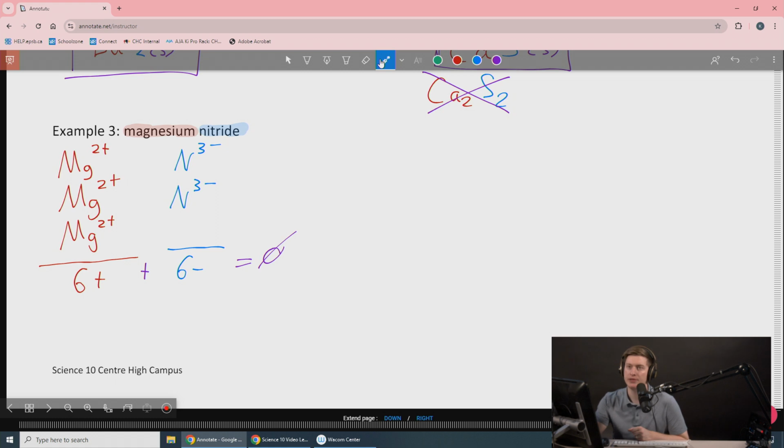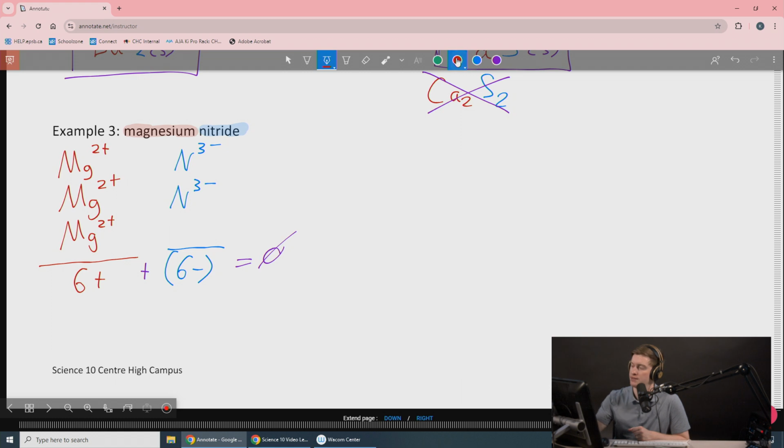Another way to think about this is, what is the lowest common multiple between 2 and 3? The smallest number that both 2 and 3 can multiply to get is 6. If you have 3 plus 2's, you will get to 6 positive. And if you have 2 negative 3's, you will get to 6 negative.